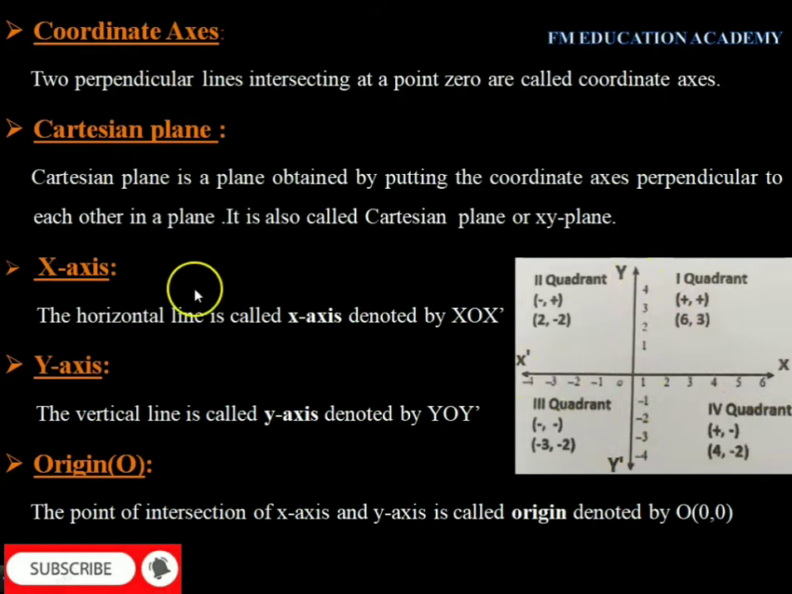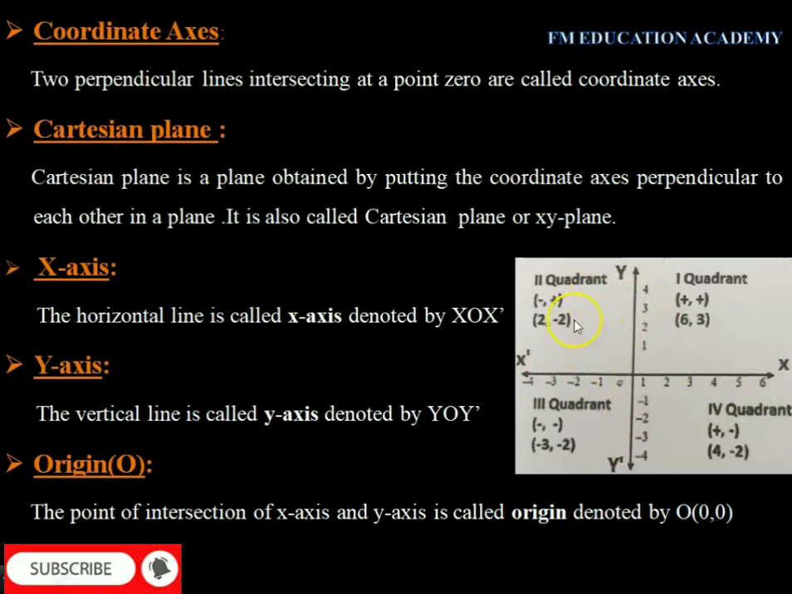Now what is the x-axis? The x-axis is the horizontal line, and in this figure it is denoted by X'OX. What is the y-axis? The y-axis is the vertical line, and in this figure it is denoted by Y'OY. Now what is the origin? Origin O is the point of intersection of the x-axis and y-axis.